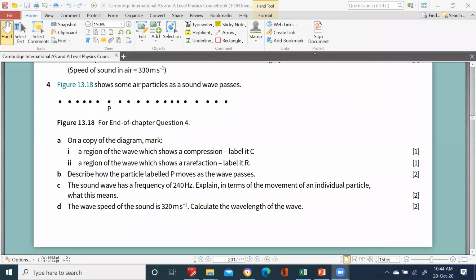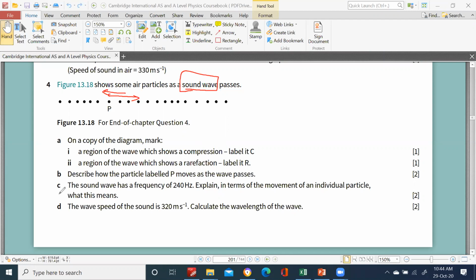You can draw. Okay, the particle moves this way and this way as well. In other words, it vibrates to and fro. Why is it so? They're saying that shows some air particles of sound waves. And we say that sound waves are longitudinal waves. If they're longitudinal waves, then it means that the particles vibrate in the same direction as the direction of the wave. That is what we say.